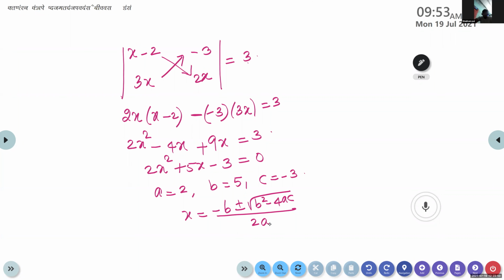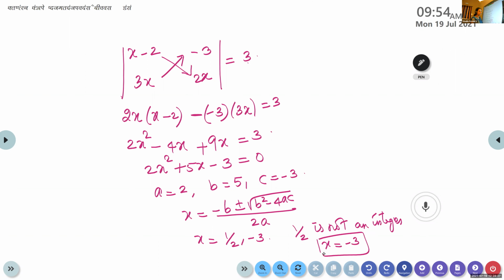1 by 2 and minus 3. But which one is the integral value here? Integral means integer. Is 1 by 2 an integer? No. Then minus 3. 1 by 2 is not an integer. Therefore, x can take the value minus 3. x takes the value negative 3.